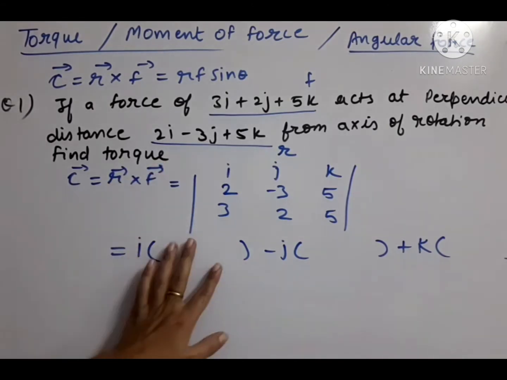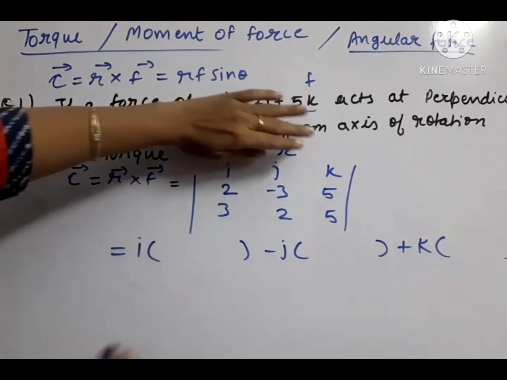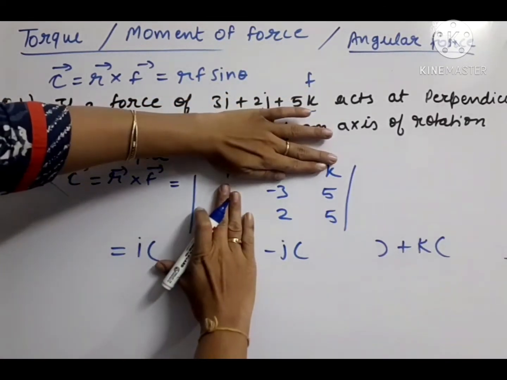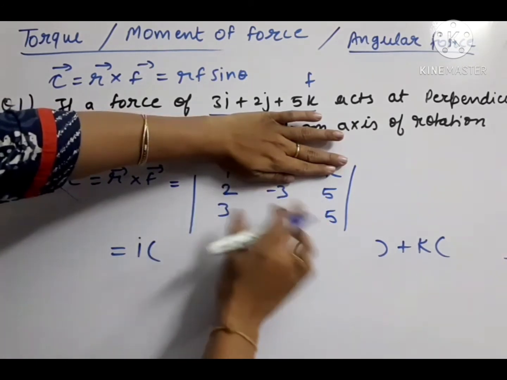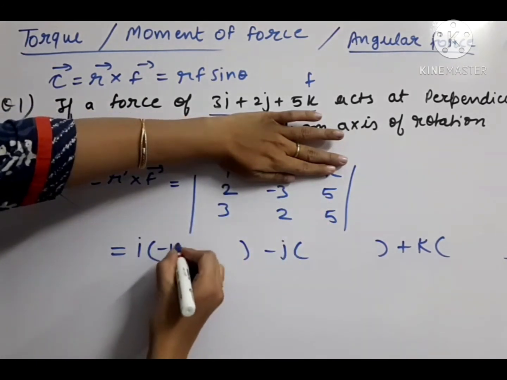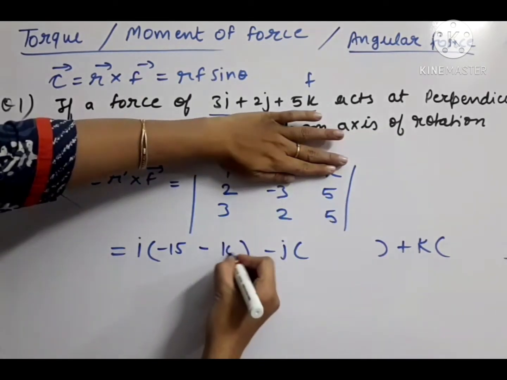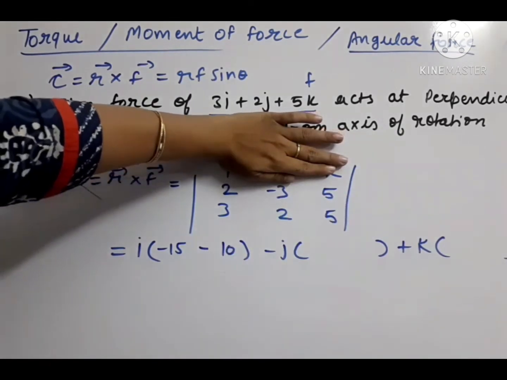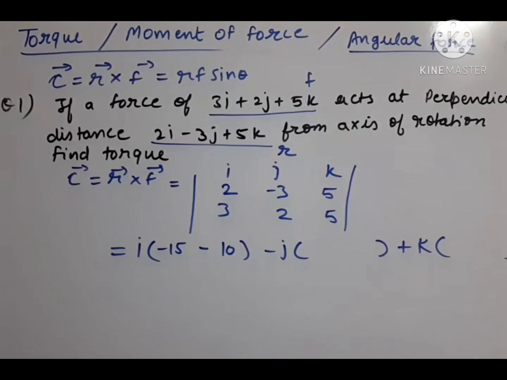To solve the bracket of i, we need to hide the row and column in which i is appearing. So we'll hide this way. Now what is left? We have to do cross multiplication. So minus 3 5s are minus 15. Then minus sign comes. After that 2 5s are 10. This we have already learned, how to solve the vector product. After that we always put a minus sign with the j.